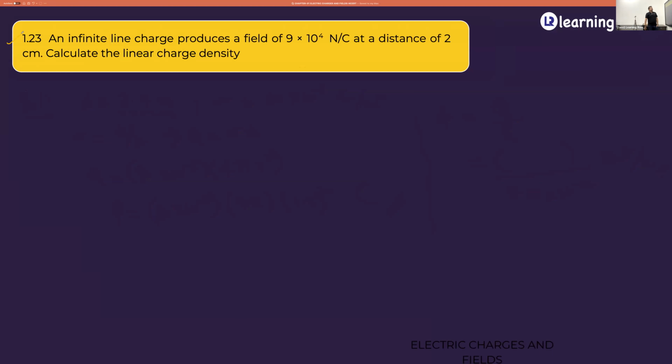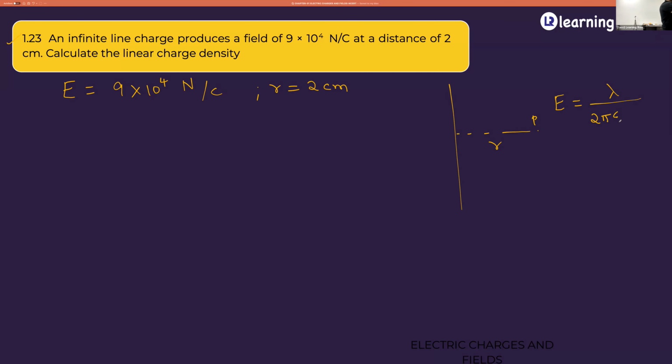An infinite line charge produces a field of 9 into 10 power 4 Newton per coulomb at a distance of 2 centimeter. So R is equal to 2 centimeter. Calculate the linear charge density. If you have a linear charge distribution at a distance R, at a point P, what is going to be the value of electric field? It is given as lambda divided by 2 pi epsilon naught times R.